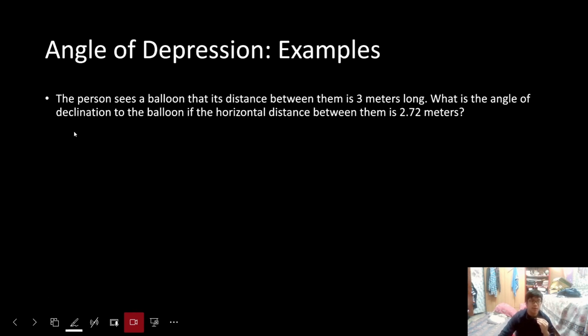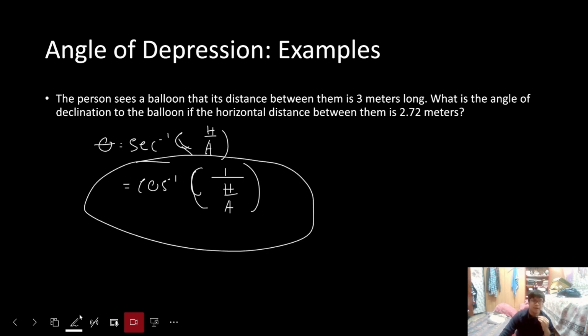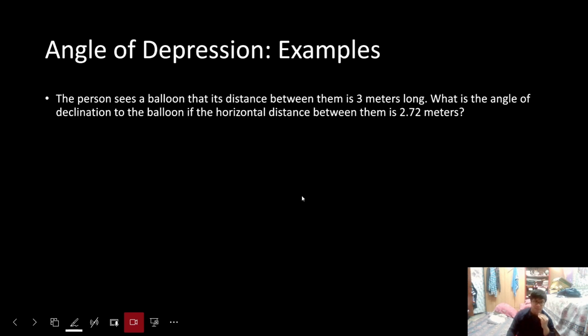If you wish to know the alternative for the inverse secant: theta is equal to inverse or arc secant of hypotenuse all over adjacent. Instead of using this one, you can use this instead: arc cosine of 1 over hypotenuse all over adjacent. This is much better. If you want to have an alternative, just use this. If you don't have arc secant in your scientific calculator, use this one as an alternative. All right, let's proceed to the next example.